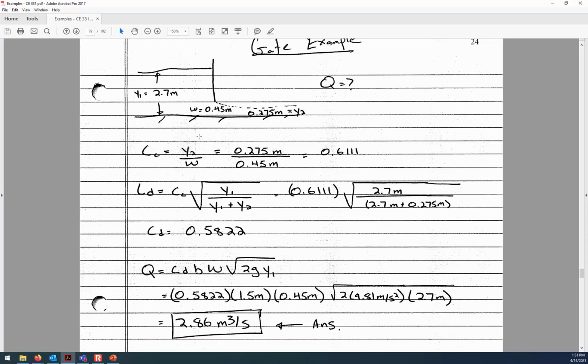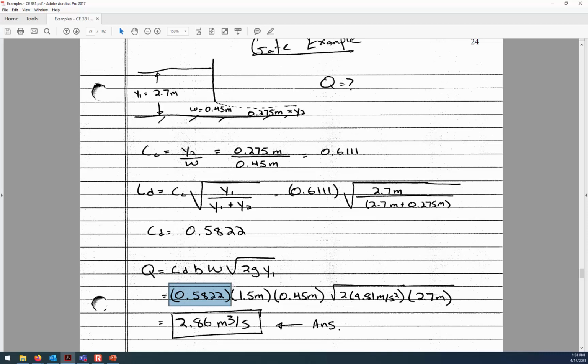So the coefficient of contraction is 0.611, and then the discharge coefficient, 0.5822. And finally, substituting that into the orifice equation, we have 0.5822, which simply means that we can't actually convey as much flow through that opening as we might expect because of the countercurrent flow directions, the turbulence, the energy loss. Using the orifice equation by itself, uncorrected, it would over-predict how much flow is actually getting through that opening. So that's why we put the discharge coefficient in there.